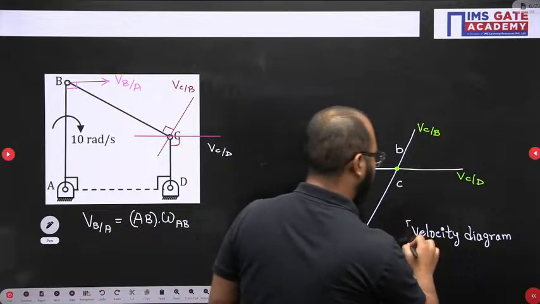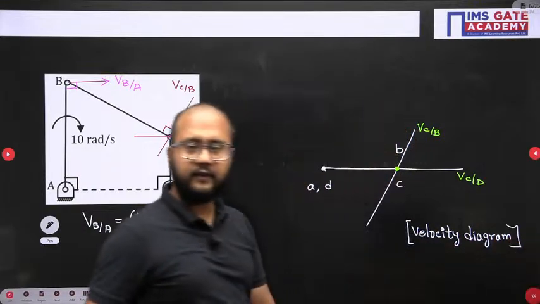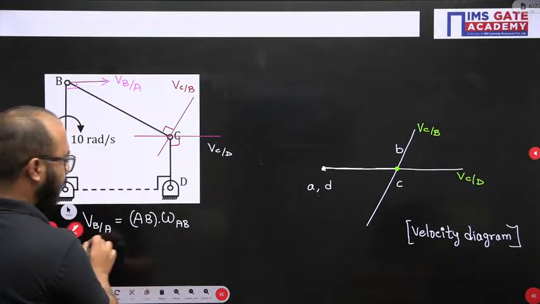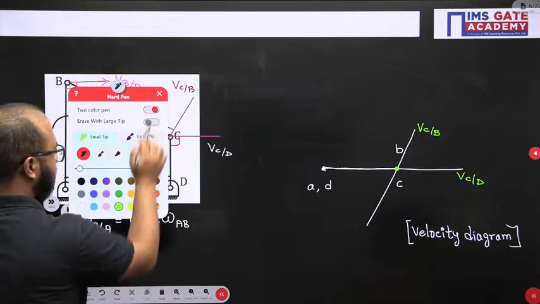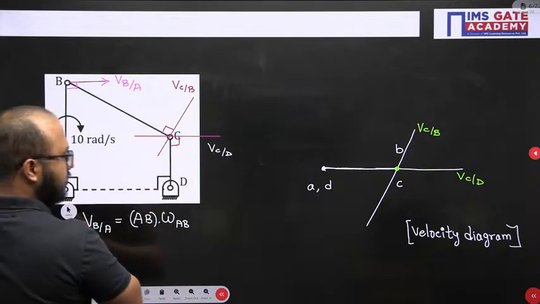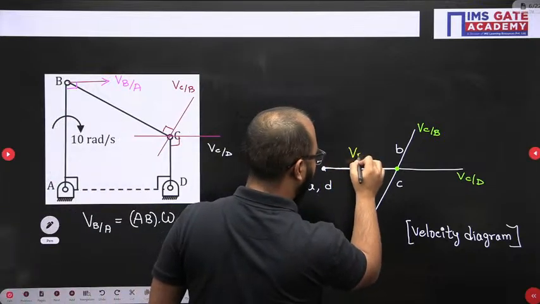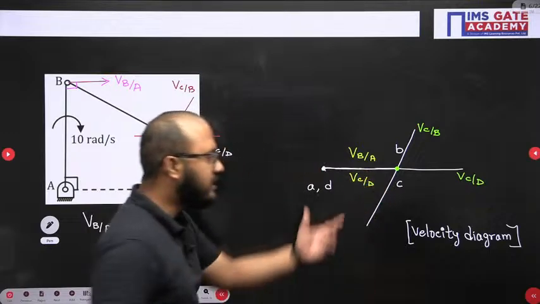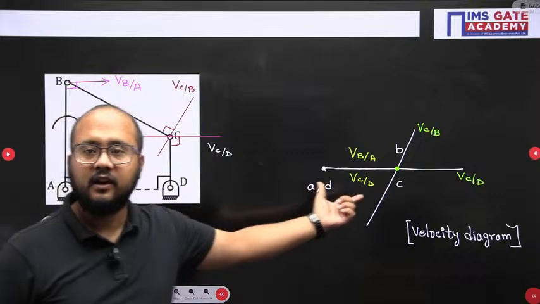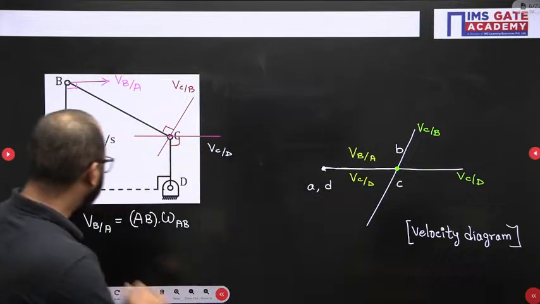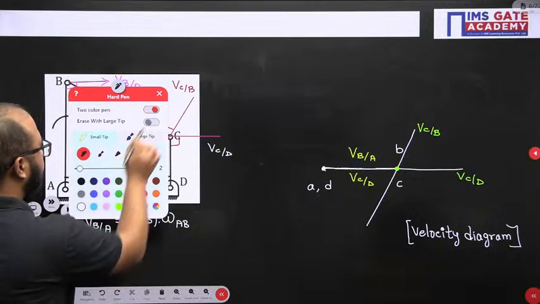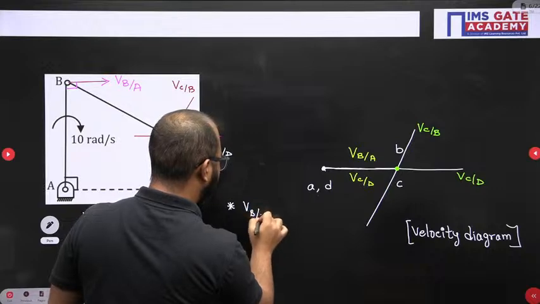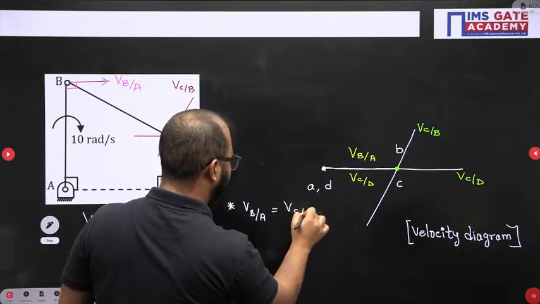Is it clear, everyone? Okay. Now, the velocity diagram you have drawn. Now, the second step is to understand what the velocity vectors are. First of all, this velocity vector B with respect to A and velocity vector C with respect to D, if you see, both are equal. Both are equal means how will we write it? We will be writing like this: velocity vector of B with respect to A equals velocity vector of C with respect to D.